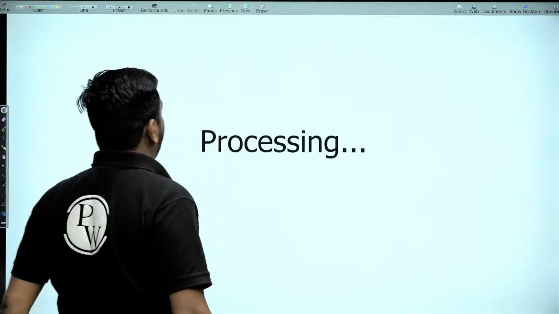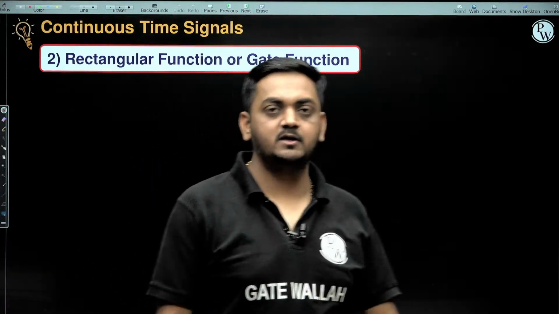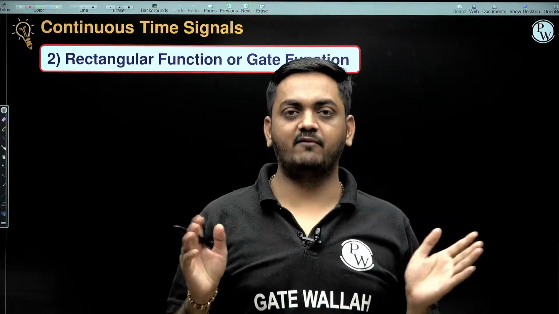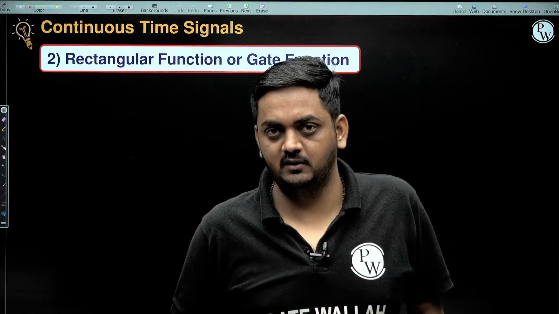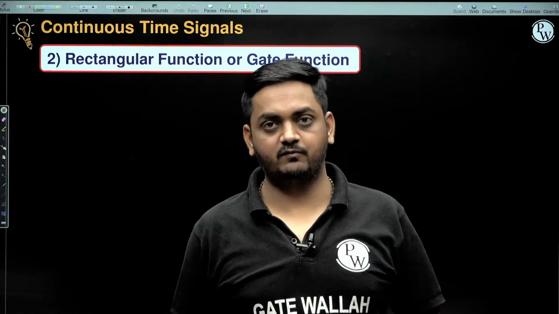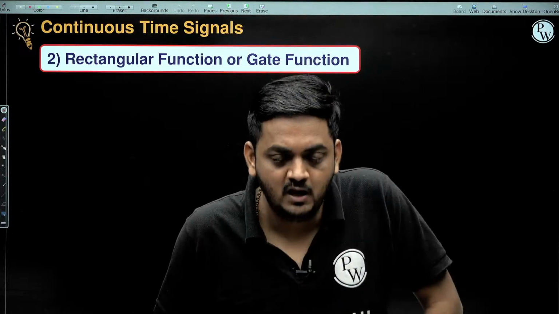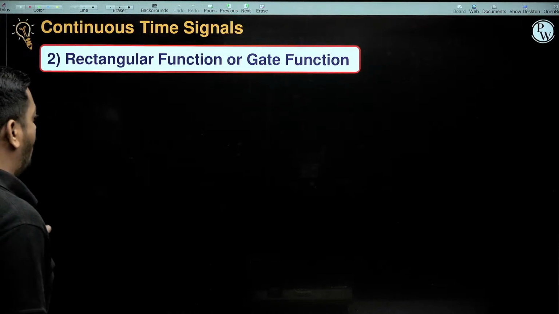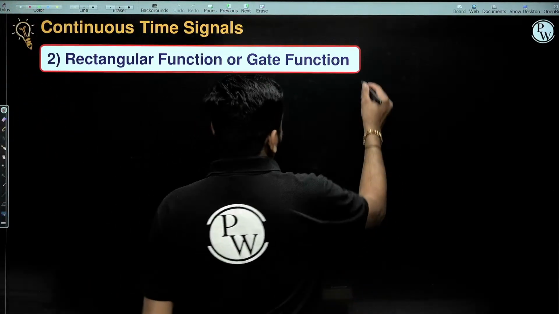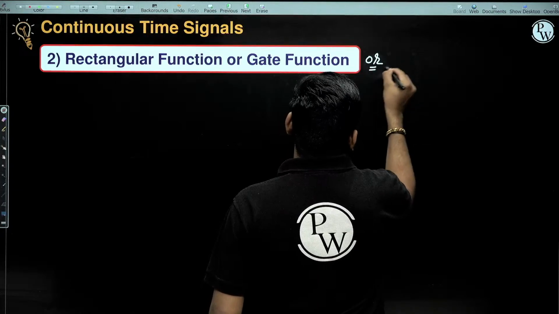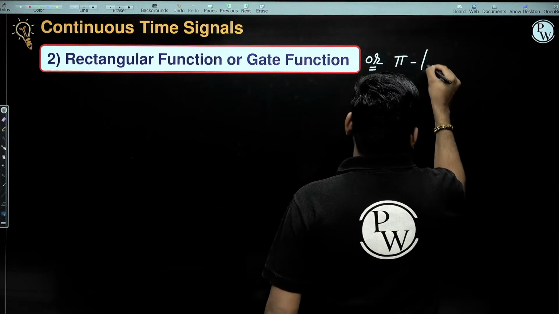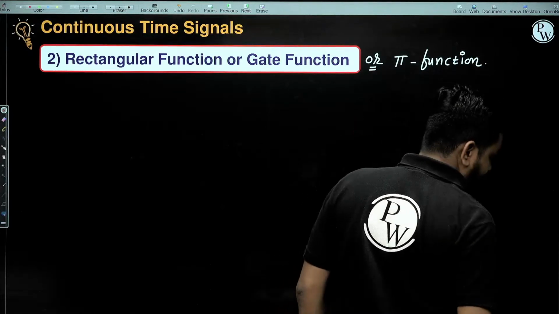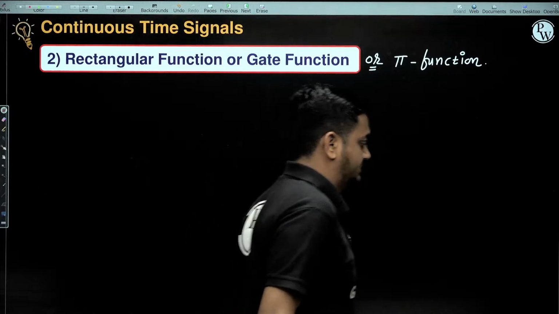Now this is all about the step function. Later we will see how to write the mathematical expression from the graphical representation of the signal, after completion of the triangular function or ramp function. Now the next standard signal I am going to take is the rectangle function or gate function, which is also known as the pi function.